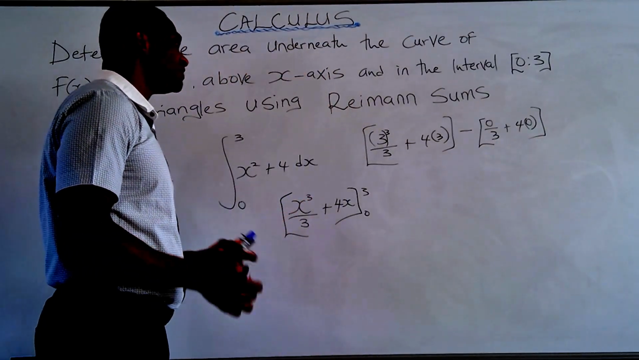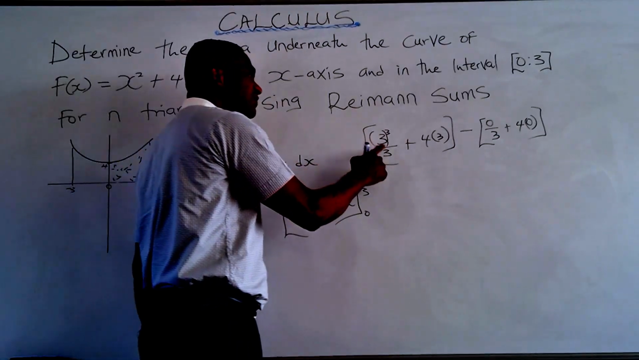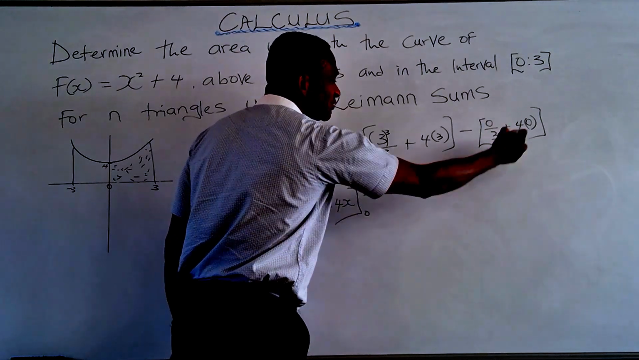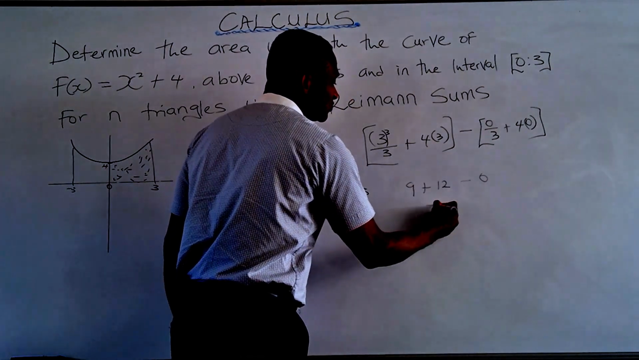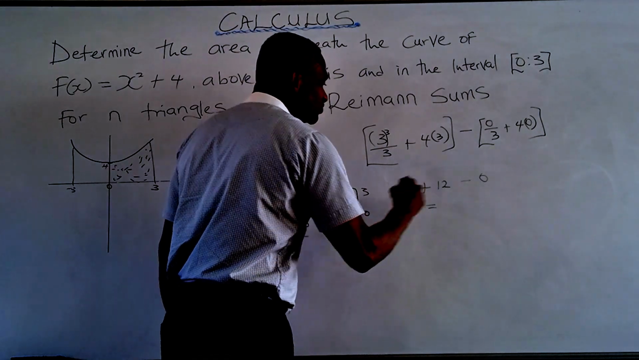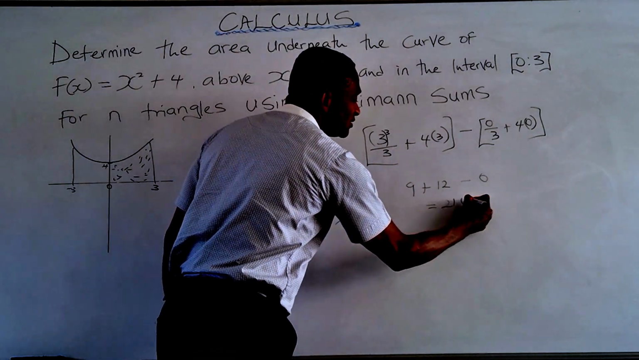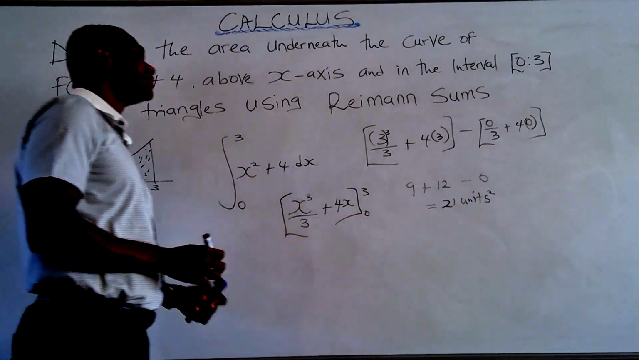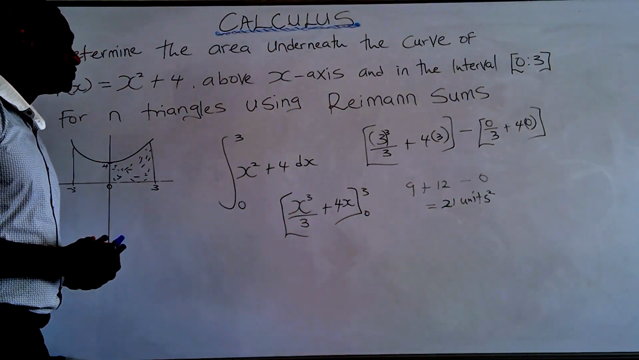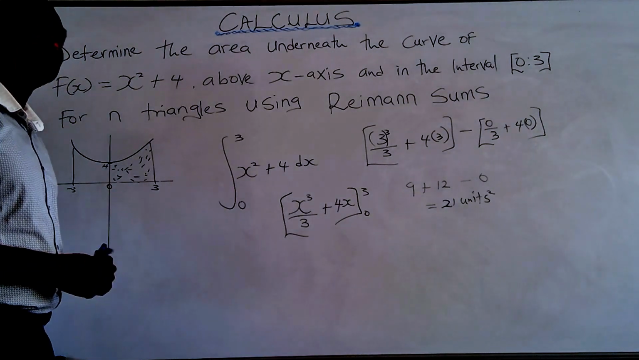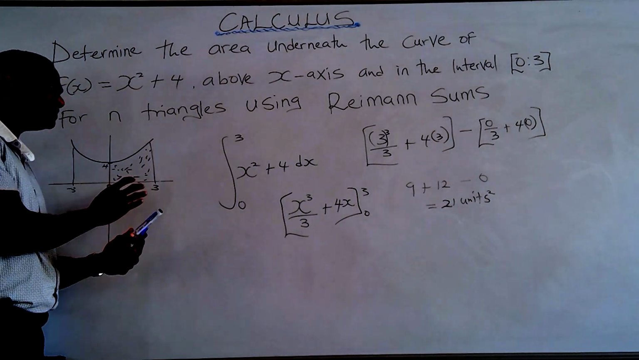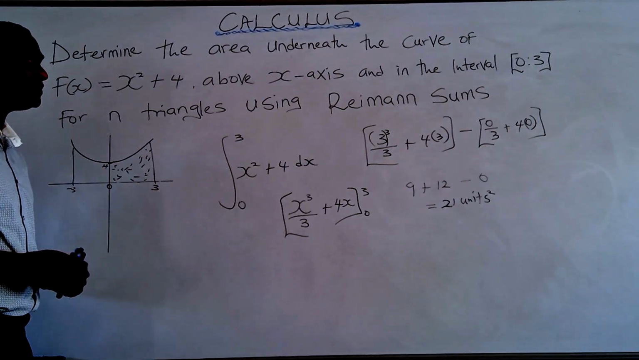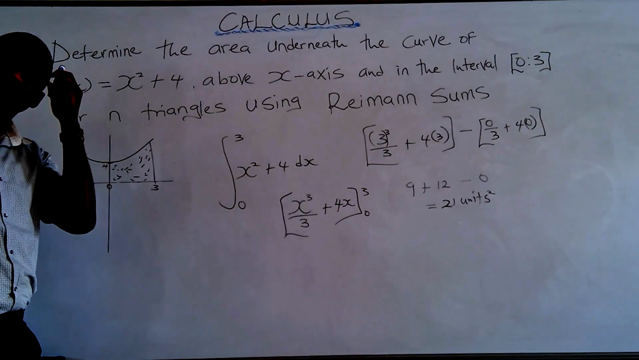So this will give us the area under this graph. This is 27 over 3, which is 9, plus 12. Everything we have on the other side is 0. So the area under that graph is 21 units squared. So irrespective of the fact that it doesn't have a basic shape, we can still calculate the area using integration.